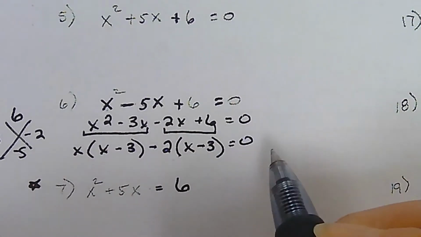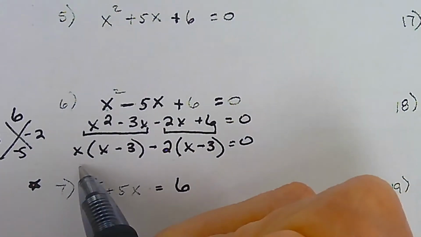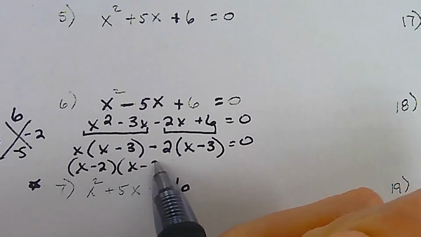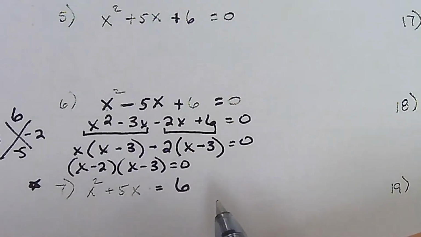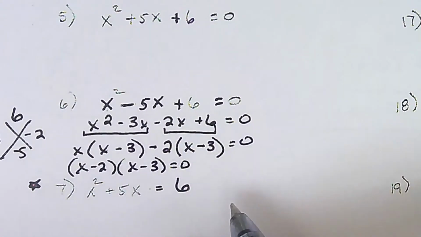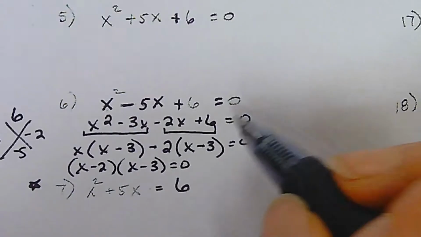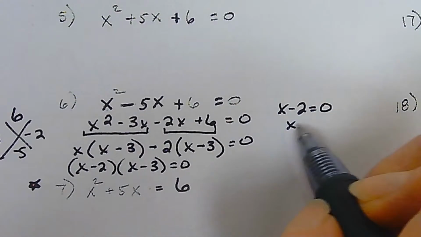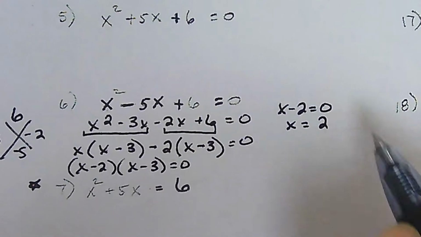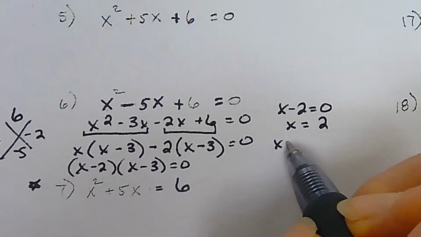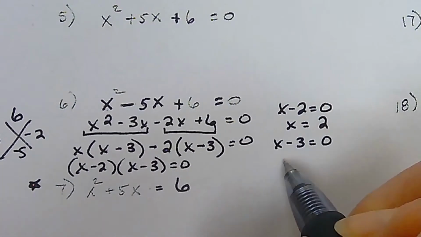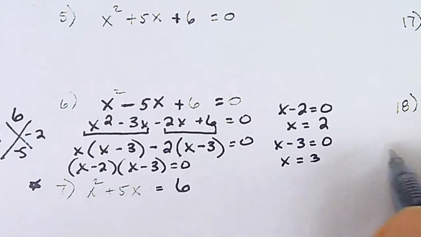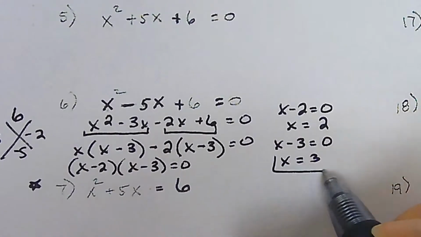That equals 0. Continue to factor by grouping. x minus 2 times x minus 3 equals 0. And I can use my zero product property: when x minus 2 equals 0, we solve for x. Adding 2 to both sides gives x equals 2. The other factor is x minus 3. If that equals 0, well, when x equals 3, that factor will be 0. And there's the two solutions.